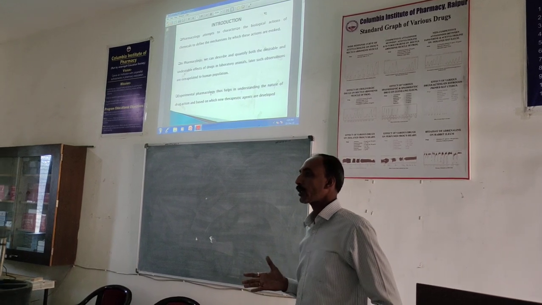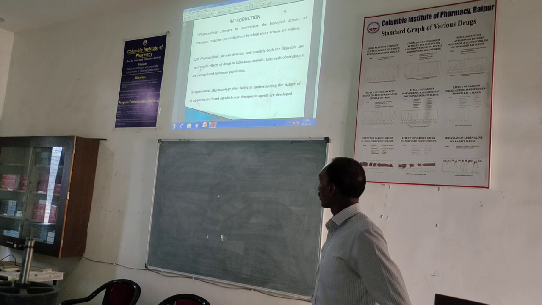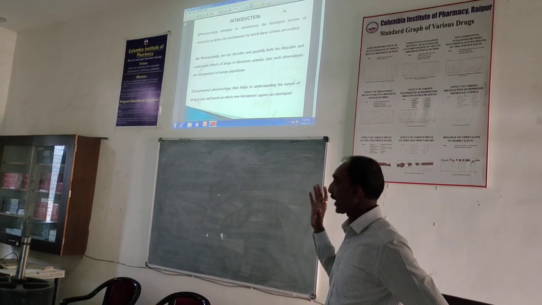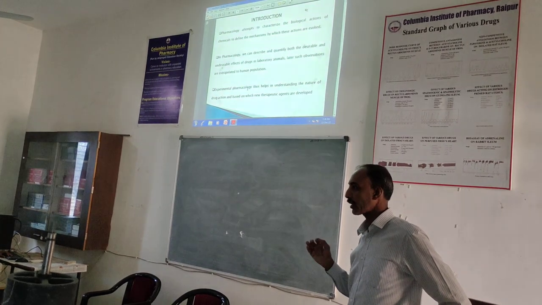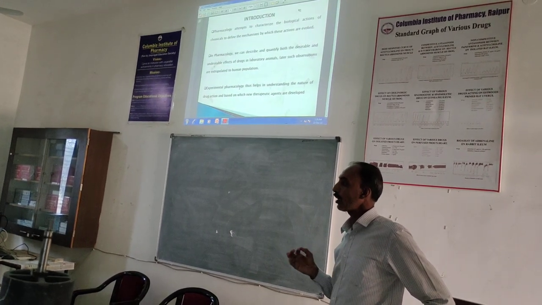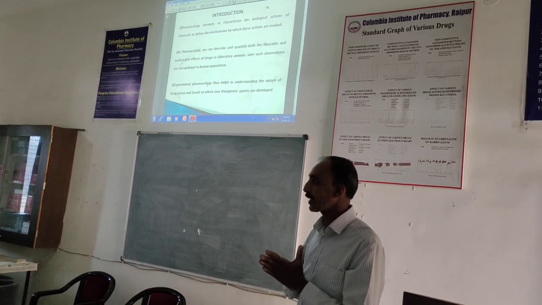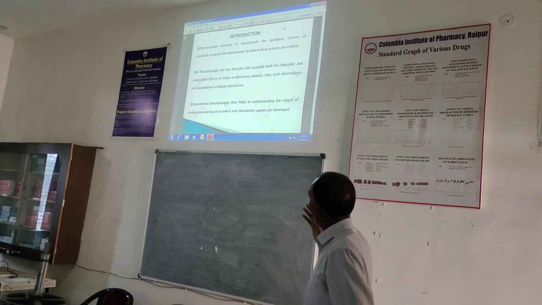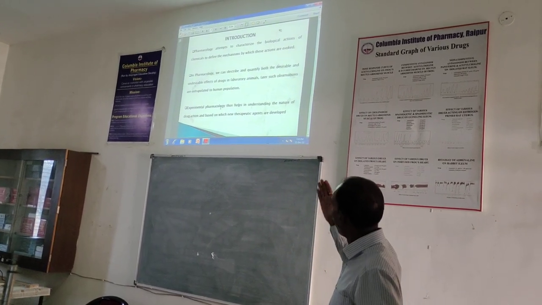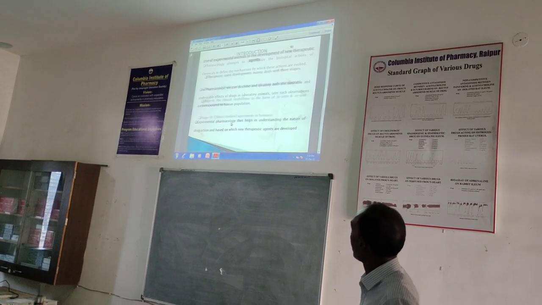There are n number of receptors in our body as well as in animals. So before entering into experimental pharmacology, we should have some basic knowledge regarding those receptors, how they interact with a particular ligand and how they exert the pharmacological response. This is the definition and branch of pharmacology. Next slide.